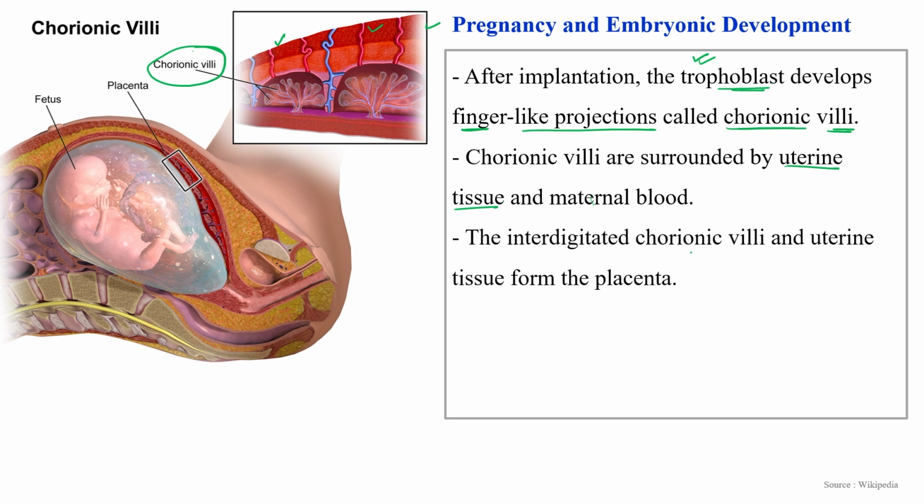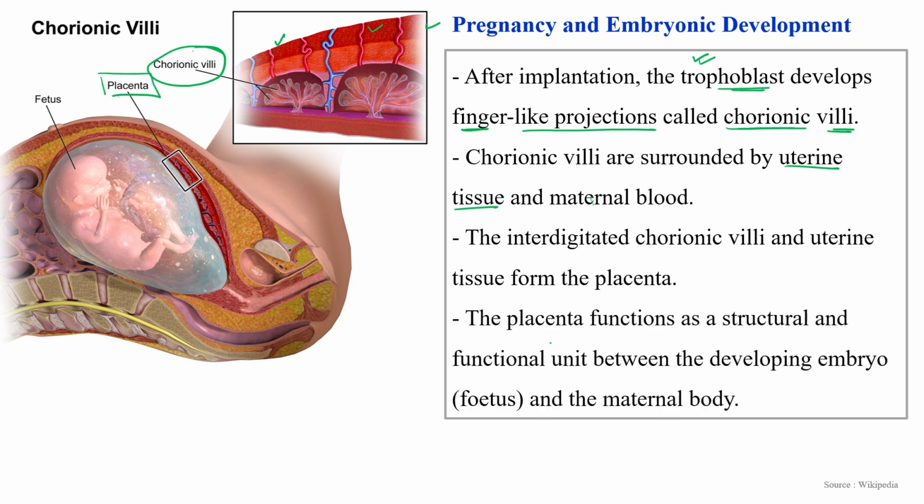Intradigitate chorionic villi and uterine tissue form the placenta. Now, this is trophoblast and uterine tissue. Collectively, for this whole thing, we can now use the term placenta. Okay, and what is the function of placenta?